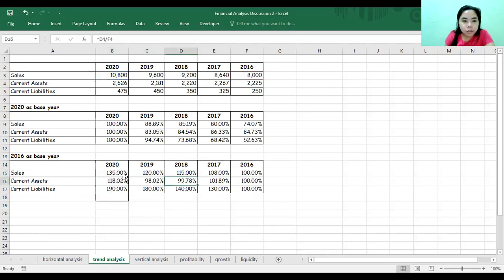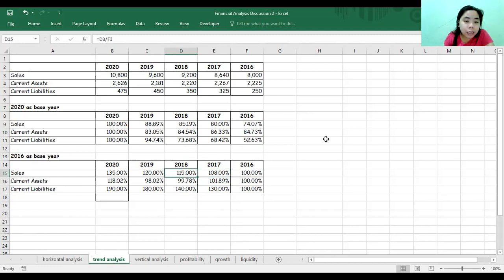Okay. So if we analyze trend analysis with 2016 as our base year, 2016 is our starting point, so that's 100%. By 2017, our sales is 108% of our base amount for 2016, which is 8,000. So we see here that from 2016, we have an increase in sales of 8%. We have an increase in our current assets of 1.89% from 2016. And we have an increase of 30% in our current liabilities from 2016.